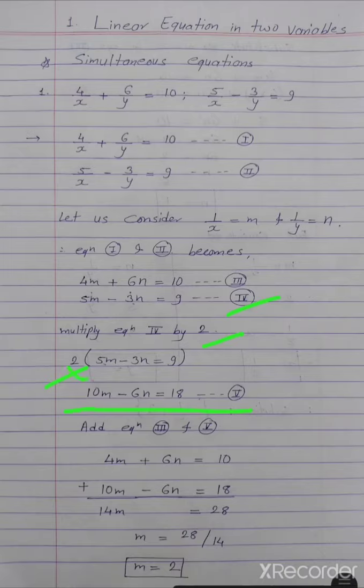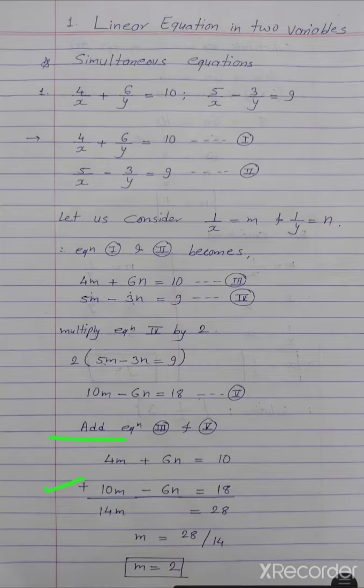So here I multiply: 2 fives are 10, 2 threes are 6, and 2 nines are 18. Now observe equation number 3 and equation number 5. Here you can see the coefficients of n are now the same, but with opposite signs. So these signs are already opposite, so we can eliminate this second term from both equations. Here we have no need to change anything. Therefore I am directly adding these equations.